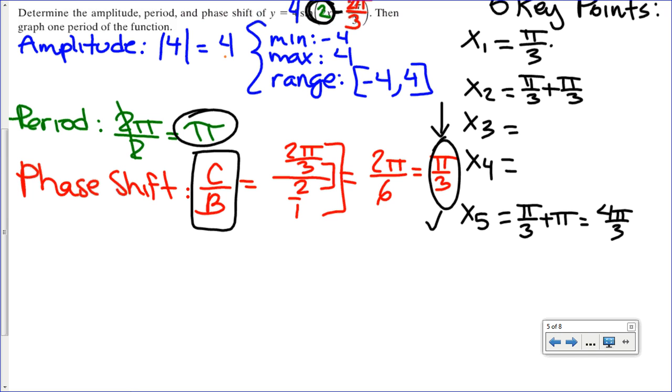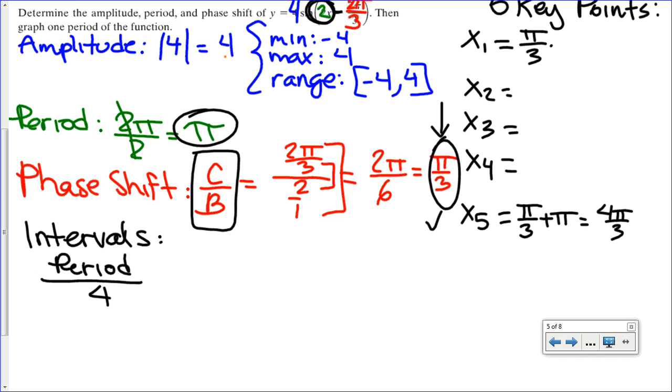Okay, I'm sorry. Let me back up a little bit. That is wrong. It could be right, but I'm not sure. Let's find out what the intervals should be. The first and the last point are good, I promise. So the intervals, remember, we take the period, and then we divide by the 4 intervals, the 4 spaces. So the period was pi, so the intervals are actually pi over 4. Ooh, interesting. You're going to hate this.